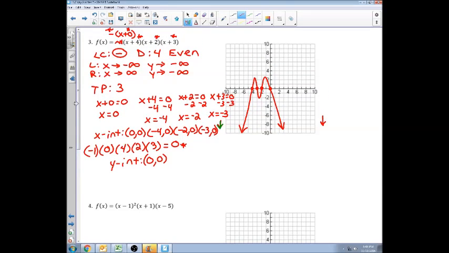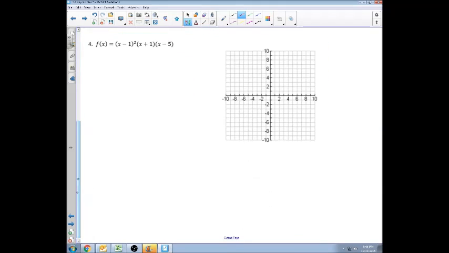I need to check my turning points though, right? I had 1 turning point, 2 turning points, 3 turning points. So I have 3 turning points. I am good. You do not need to put those stars on your 3 turning points. I'm just doing that so you know where I'm looking while I'm working on the video.